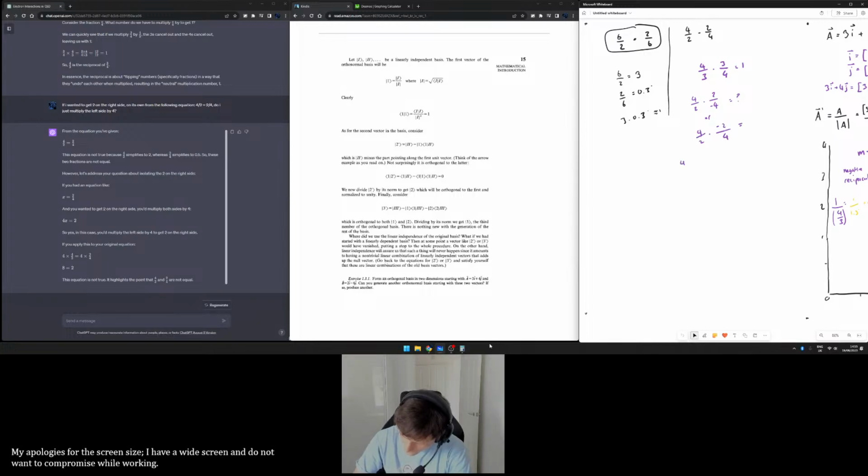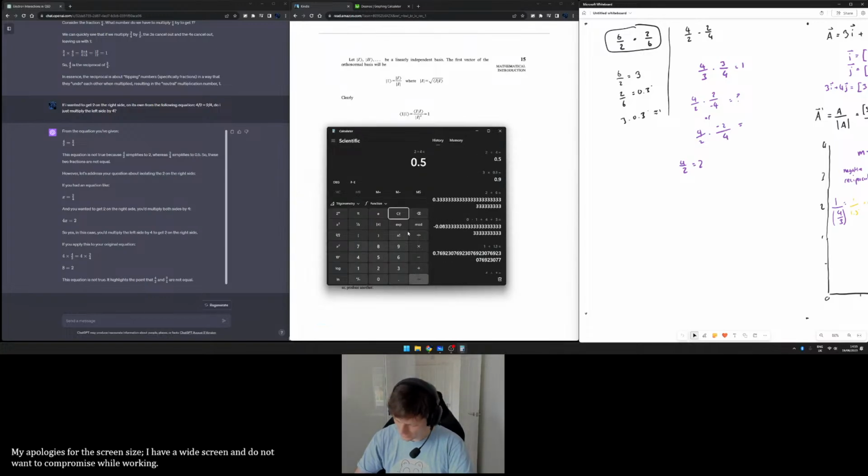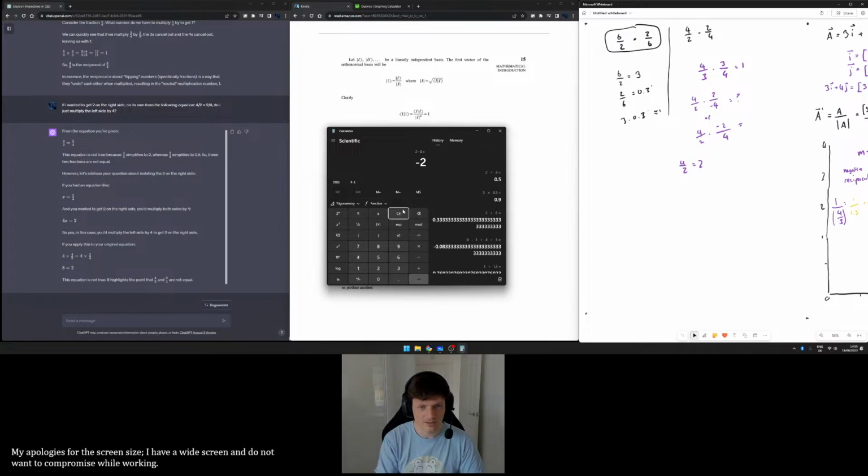So 4 divided by 2 equals 2, and then 2 divided by 4... sorry, I meant 2 divided by -4 equals -2, and then -2 divided by 4 equals 0.5.